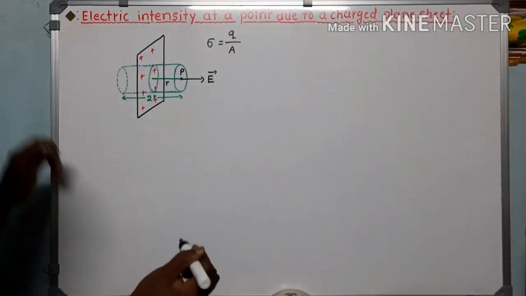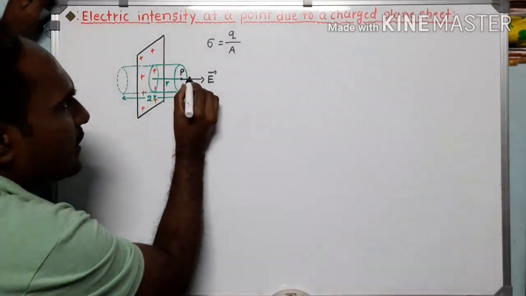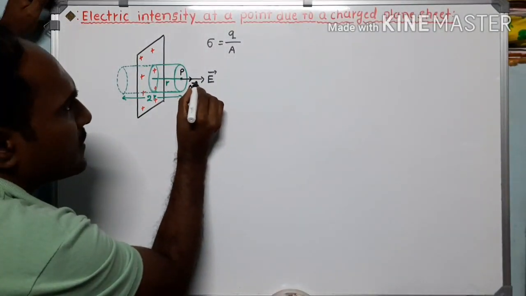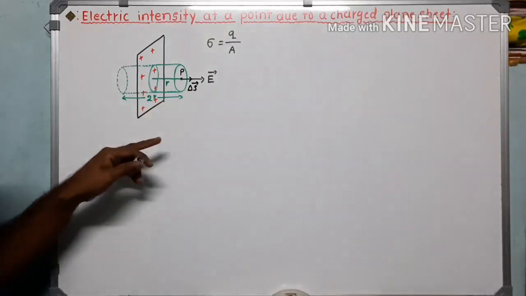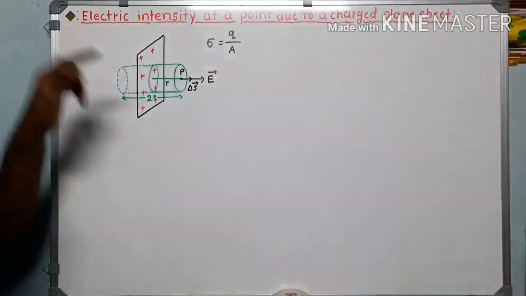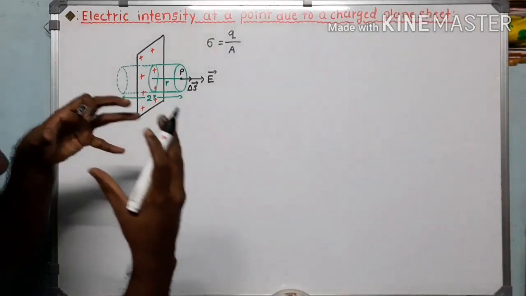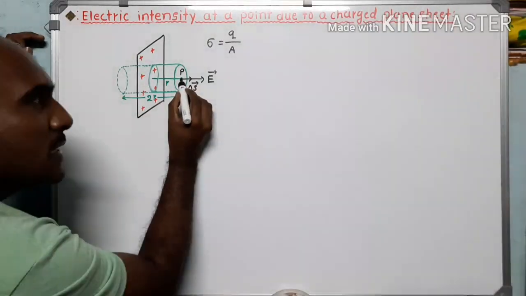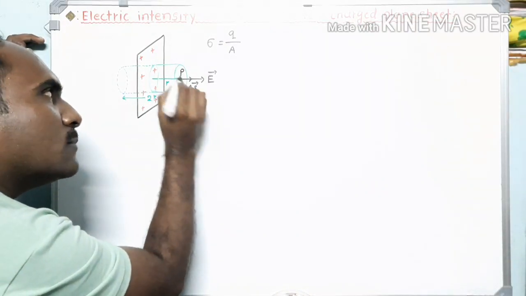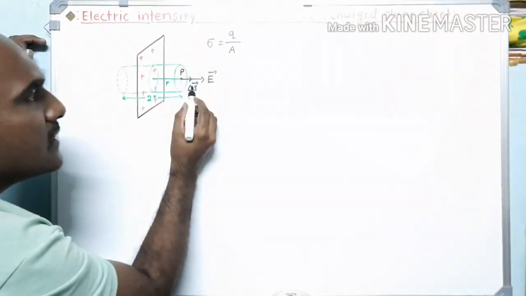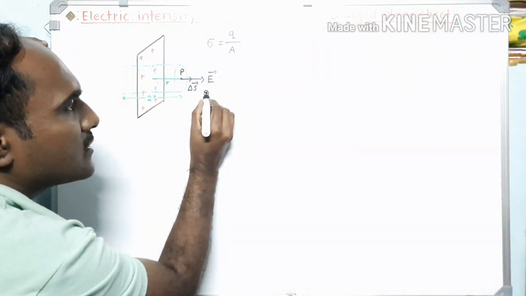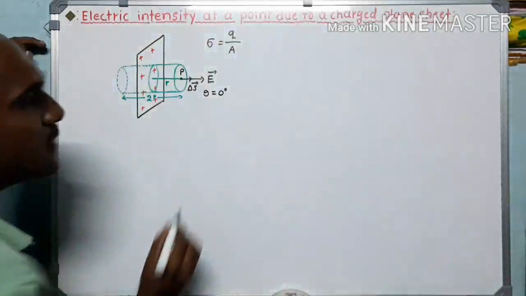Okay, now here I will write the area vector delta S. Delta S is the area surrounding the point P only, and the area vector of this area around the point P is also acting in this direction. Delta S vector and electric field vector are both acting in the same direction, hence theta is equal to 0 degree.